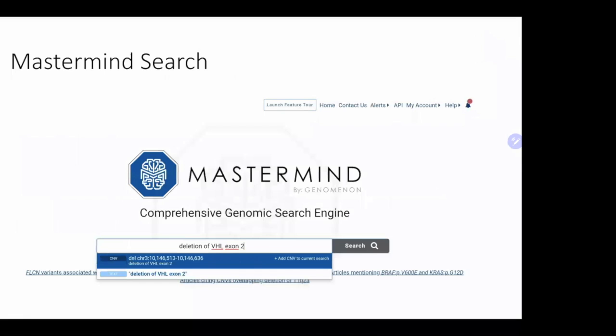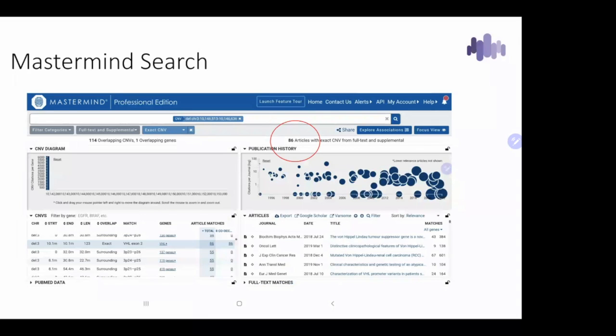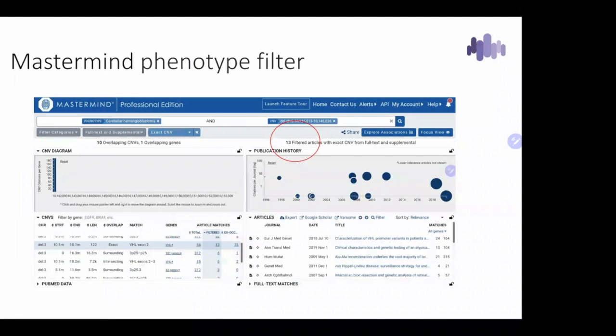So although our case was ongoing, we wanted to really understand how frequent or how rare this variant was. So we searched directly for the deletion in Mastermind, and quickly and with no problem found the exact overlap with the region. And again, 86 articles were a lot to review. So we used the phenotype filter and filtered by cerebral hemangioblastoma and found 13 very interesting articles.